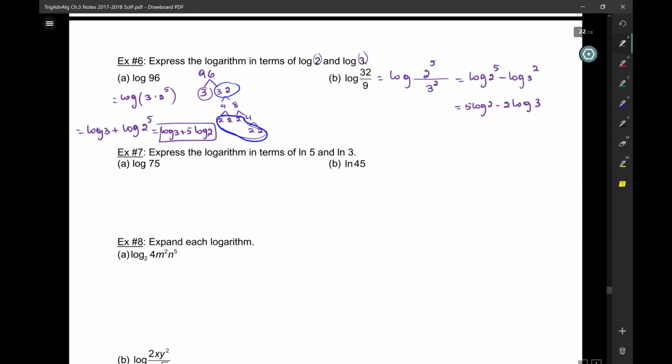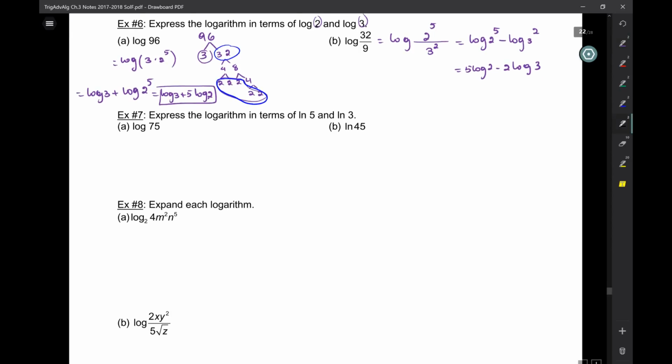Okay? Now, here we want to do ln of 5 and ln of 3. This one, it's a typo. It should be ln of 75. So how can we break down the 75? That's 3 times 25, which is 5 and 5. So that's ln of 5 squared times 3. And now, can we do this in one shot? It's ln of 5 squared, which is 2 ln of 5 plus ln of 3.